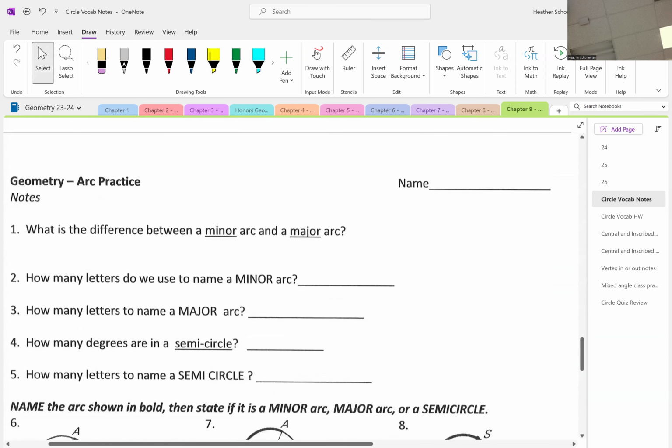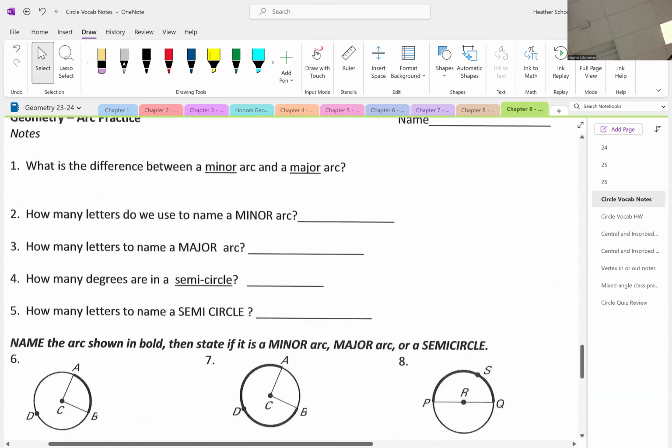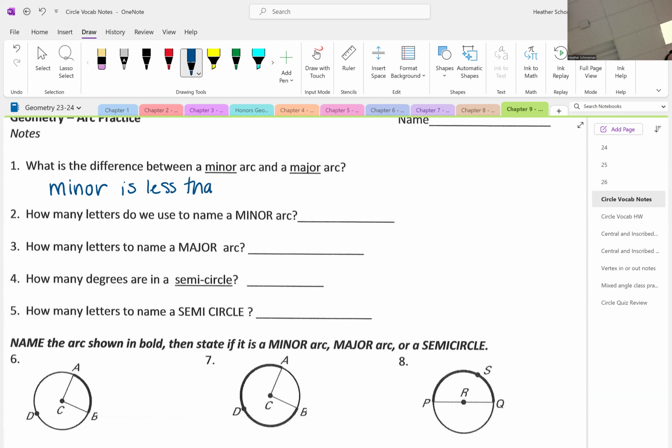Here's the next page. Okay, what is the difference between a minor arc and a major arc? A minor arc is less than half of the circle. A major arc, whoops, combining 2 words, arc is more than half.